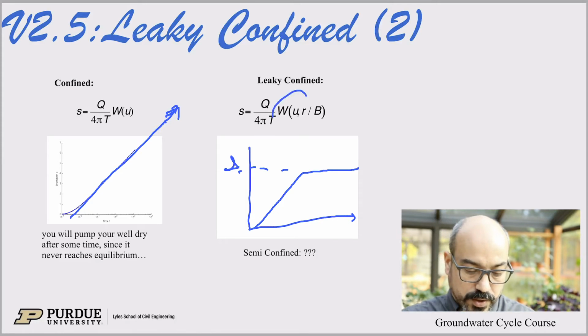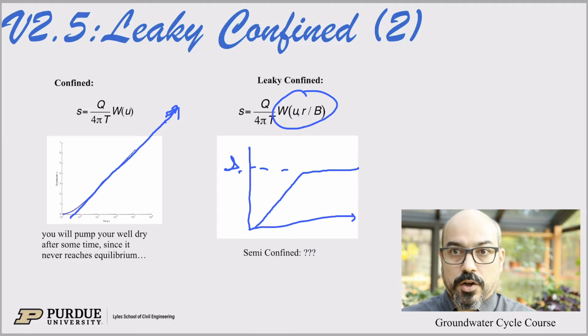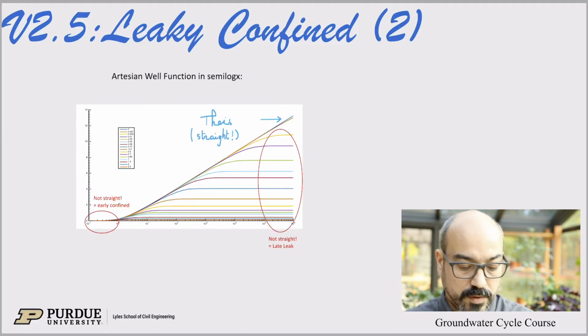Okay, and we also saw that now we have a two-argument Wells function, right? The artesian Wells function has two arguments: the u, like before, which is the equivalent of time, and now that second argument, r over b, that gives us that family of functions that we've seen last time.